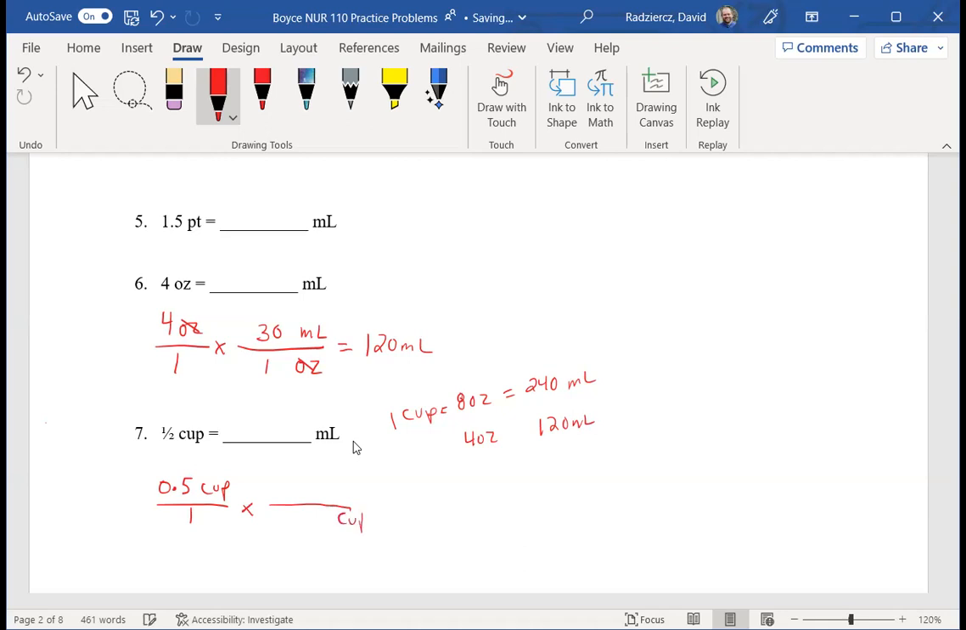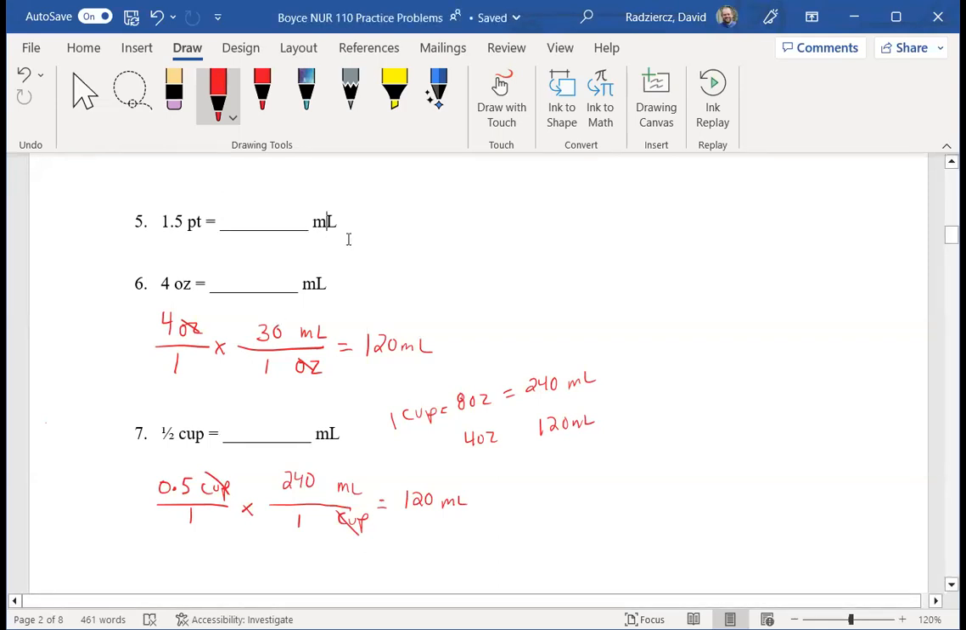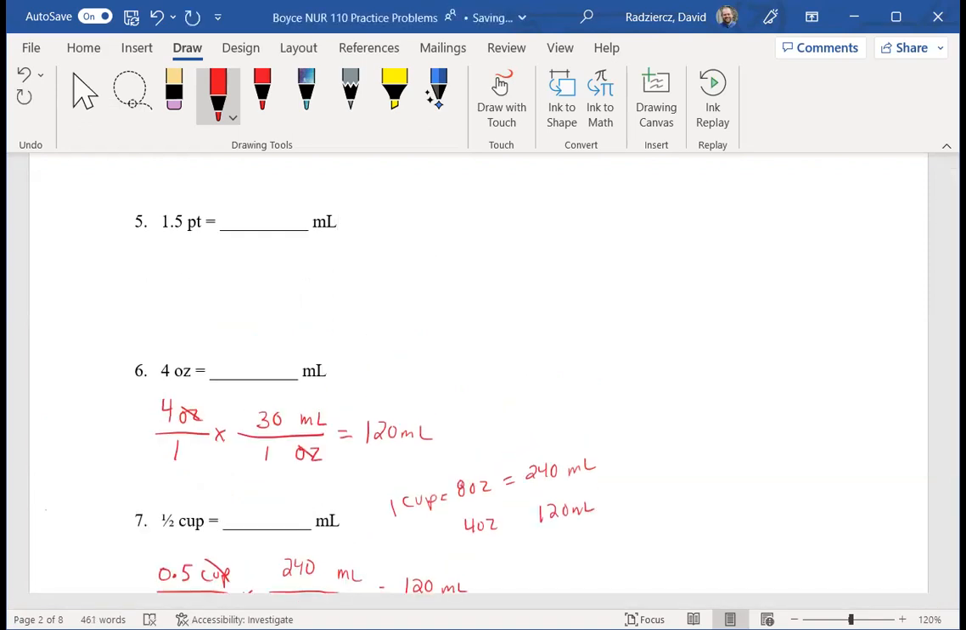We're going to get rid of cup for milliliter. 1 cup is 240 milliliters. So if I do 0.5 times 240, I get my answer, which is 120. I'm going to do the same thing with pints.